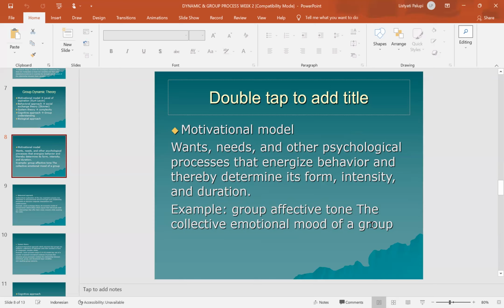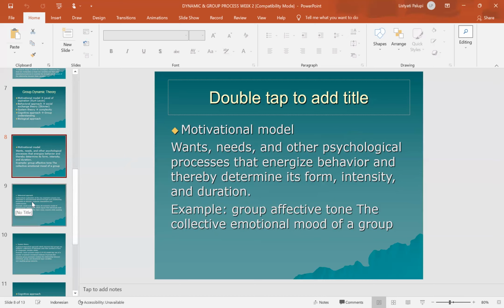So it's related to how a group's emotional nuance, or emotional conditions of a group. A certain group has a certain emotional mood, and this is called group affective tone. This group affective tone is one example of a theory that is based on the motivational model.